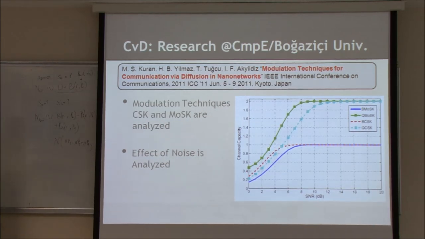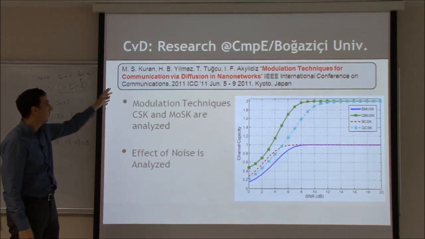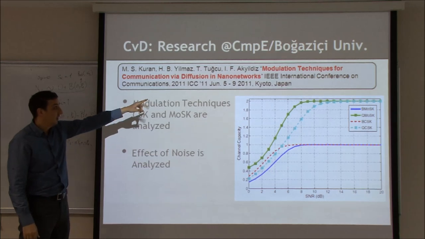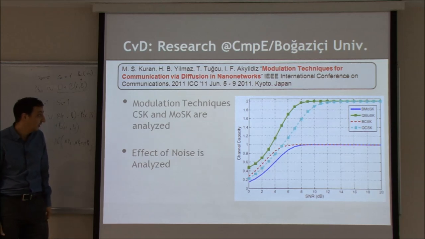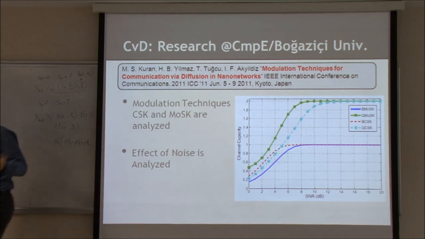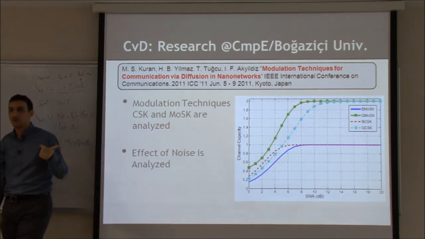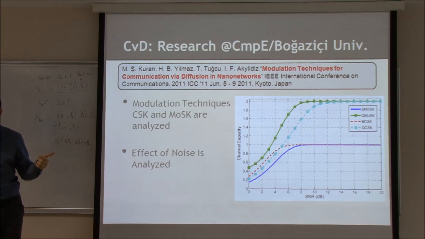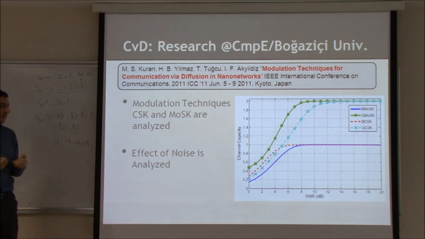So this is the modulation paper. This is the modulation techniques for communication via diffusion in nanonetworks. It is published in the conference ICC, Toyota. And the modulation techniques, CSK and MOSK, are analyzed. CSK is concentration shift keying. MOSK is molecular shift keying. We change the type of molecule. We encode the information on the molecule type.